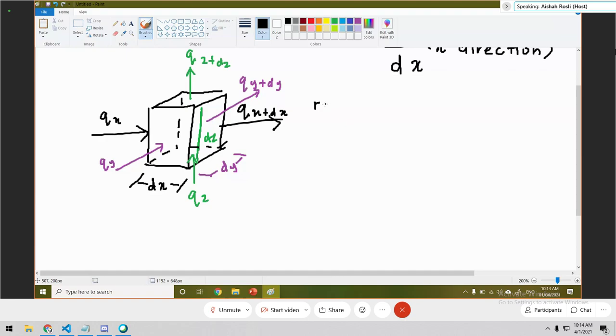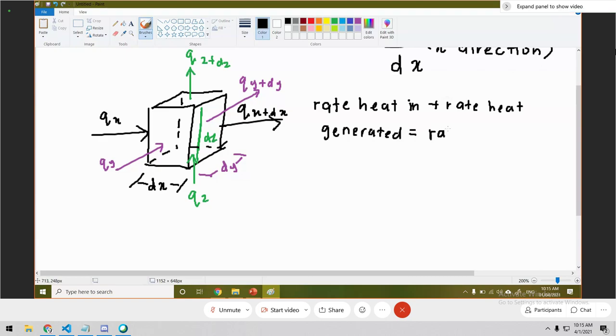Considering the total system, it will be rate of heat in plus rate of heat generated equals rate of heat out plus rate of heat accumulation.